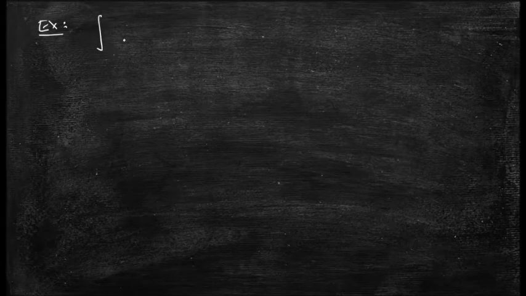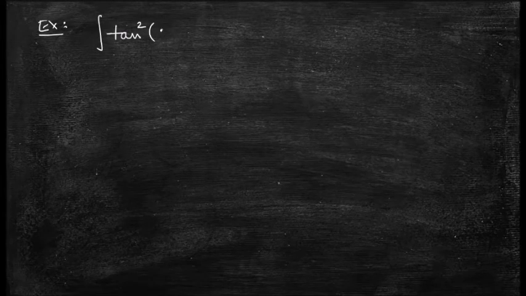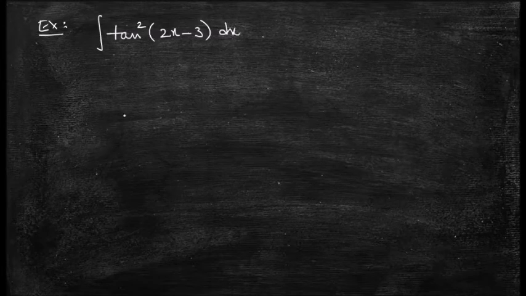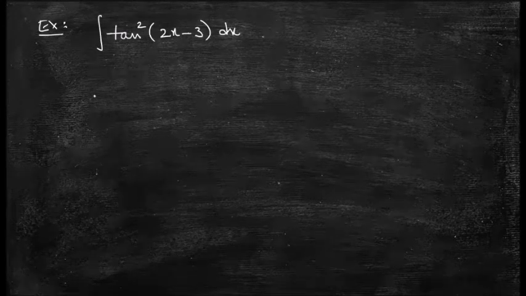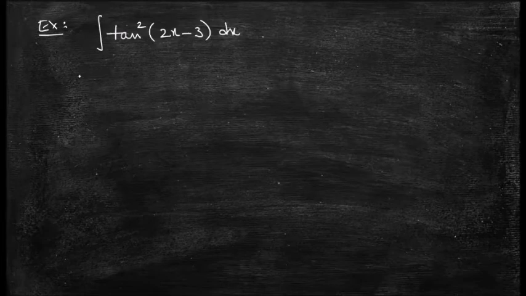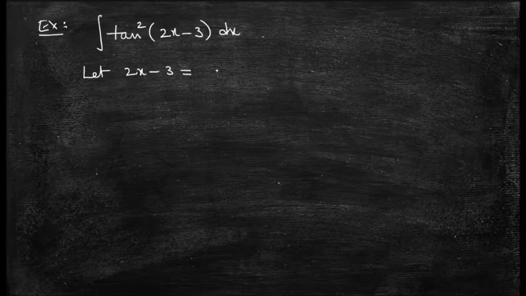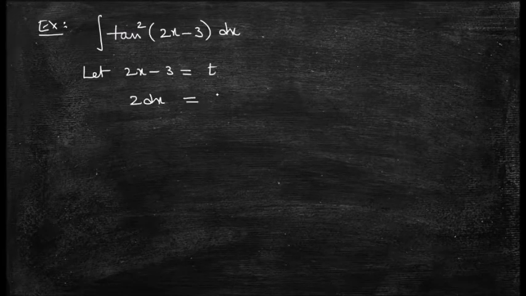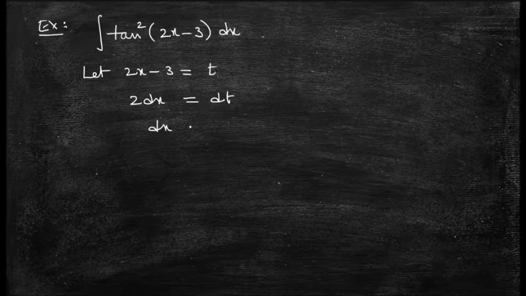Integration of tan square (2x minus 3) dx. Now let 2x minus 3 is equal to t. 2 dx is equal to dt. dx is equal to dt by 2.